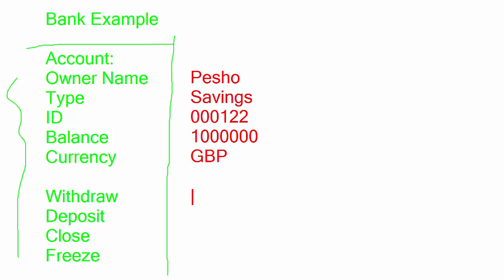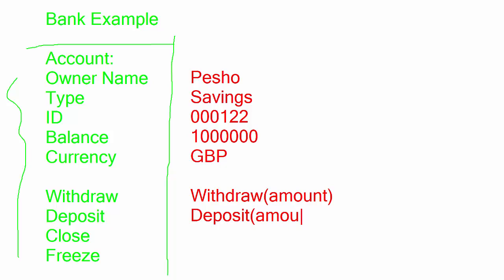Okay. Withdraw. So this is now a method. Withdraw amount, deposit amount, and close. Instead of amount, imagine just any number that you want. Close is going to be empty because you don't need to take any parameters there. Freeze also.